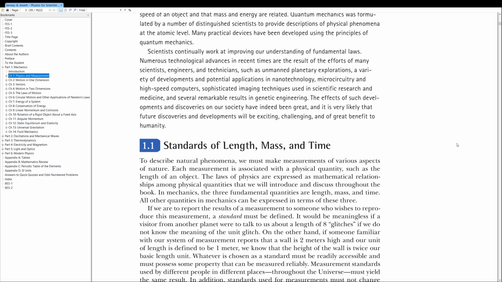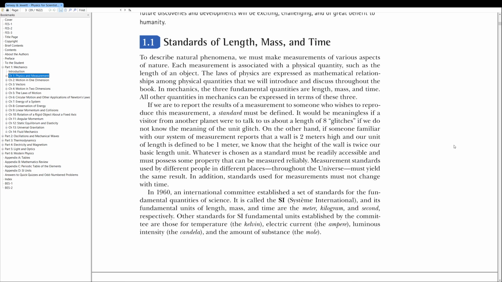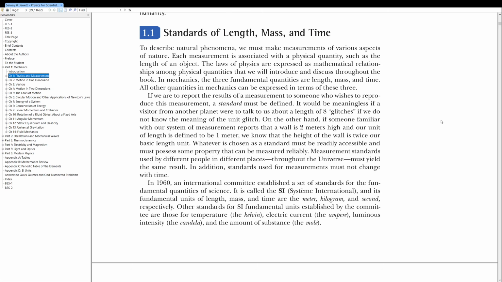All right, so let's talk about here 1.1.1, standards of length, mass, and time. So the length, mass, and time are three of the most fundamental measurements you'll ever make. So when you're measuring something, you need a standard, right? That standard has to be consistent, has to be objective, right? Has to be something that everybody can point to and say, that is the standard, right?